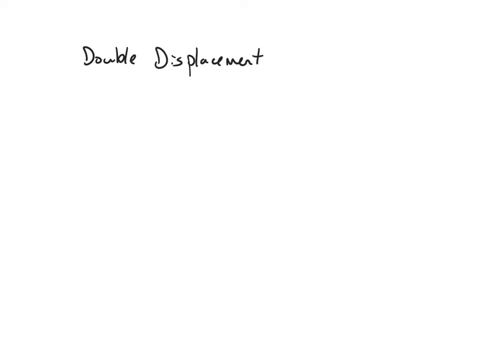Hey everybody, this video lesson is going to cover predicting products for double displacement reactions, our final reaction type. If you remember from our previous video lessons, a double displacement reaction can be identified by having two aqueous solutions to begin with and two ionic substances at the end. Now, like single displacement reactions, these may or may not happen.